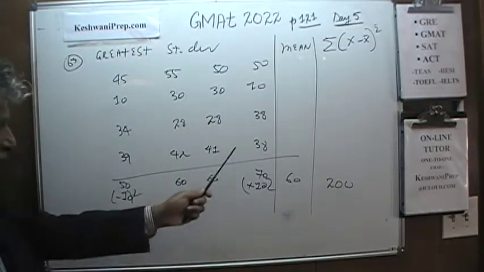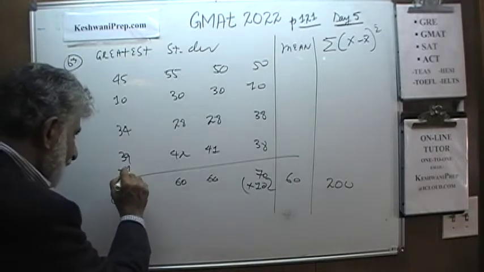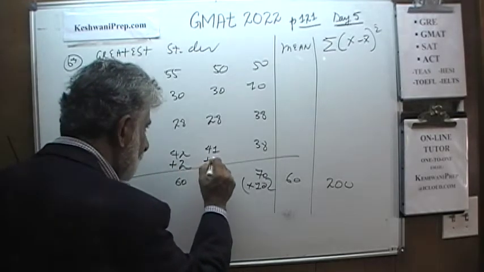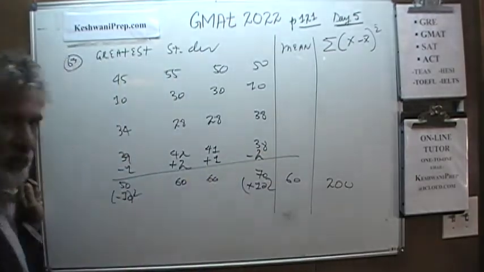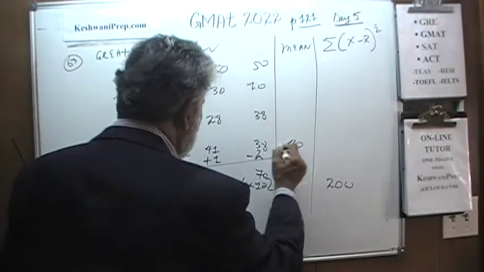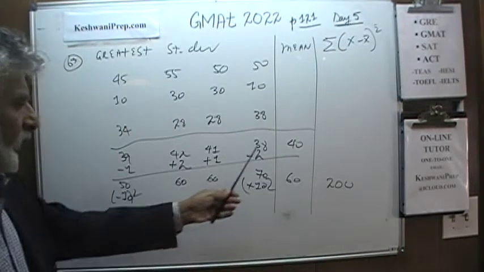The average is around 40. This is one less than 40, this is two more than 40, this is one more than 40, this is two. There you go, average is 40. If average is 40, they're all around 1 and 2.